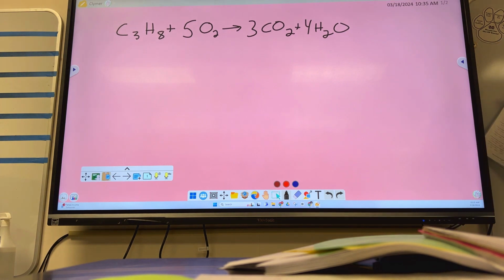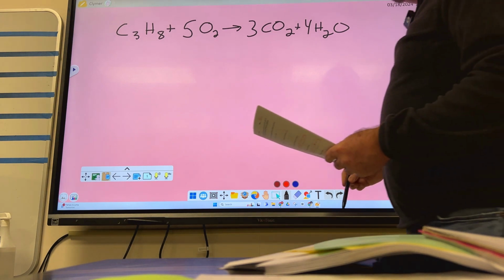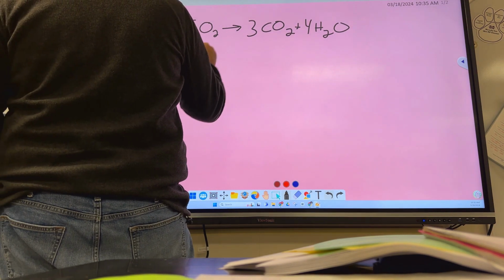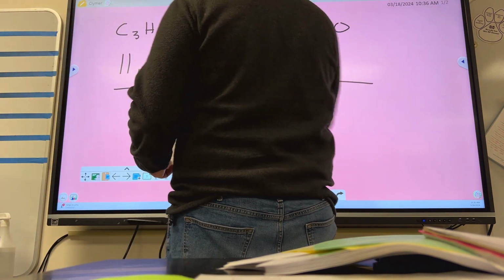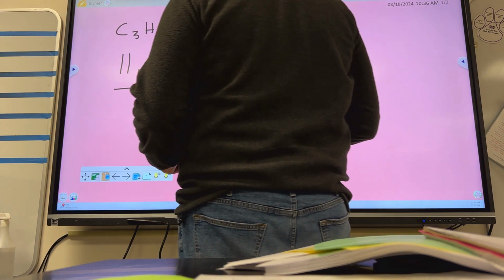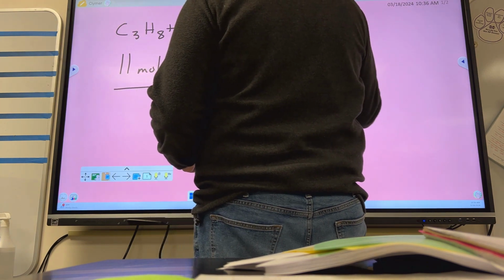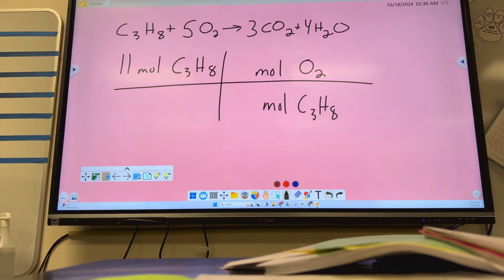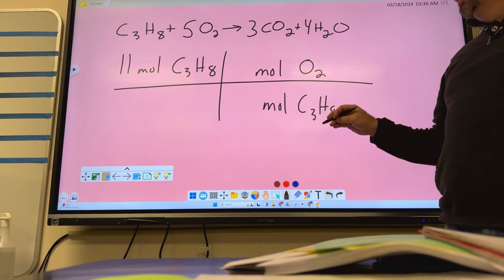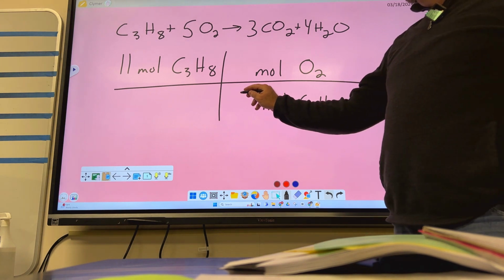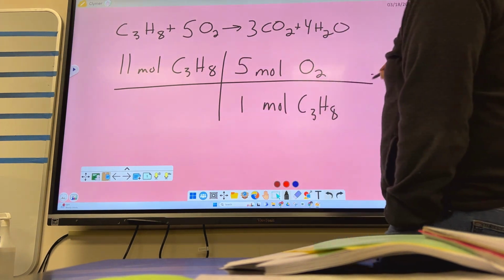So let's play make-believe that we got to a balanced chemical equation, and then our T-chart for letter A: how many moles of oxygen react with 11 moles of C3H8? So you set up your T-chart. Moles copies down. Now we have moles of C3H8 to moles of oxygen. What is our mole ratio here? 1 to 5. Then we just do the math.